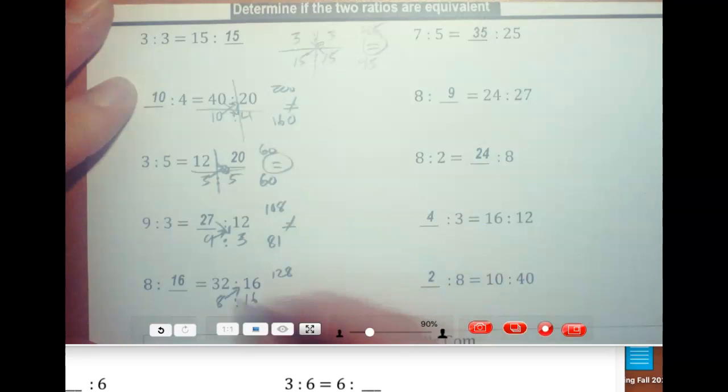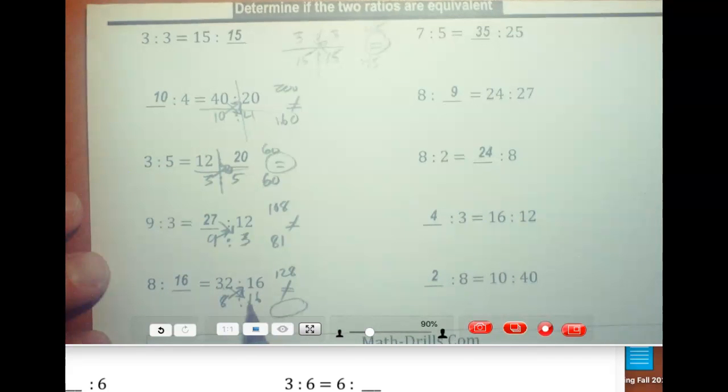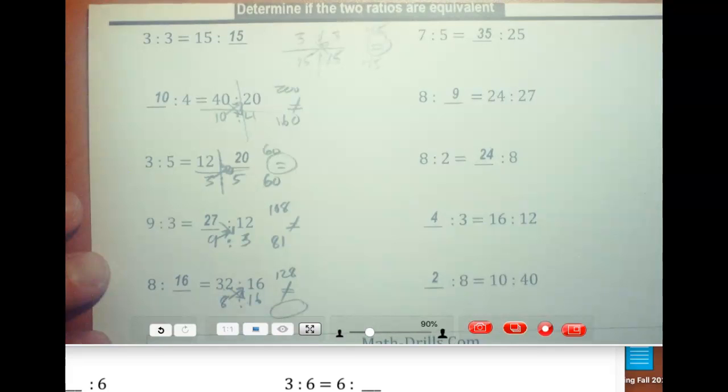And 32 times 10 is going to be 320 plus 32 times 6. This is going to be a big number. I already know that it's just not going to be equivalent, just based upon the fact that if we take 32 times just the 10, it's 320. All right.